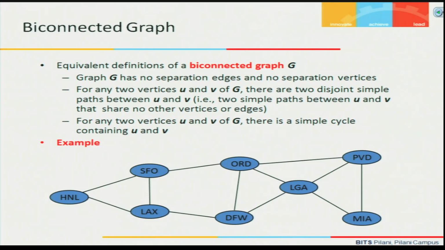So, a biconnected graph can be defined in 3 ways: either via separation edges or vertices, or using the fact that you have at least multiple paths between 2 vertices, or through cycles. G is an example of a biconnected graph. We can easily observe that this graph does not have a separation edge or separation vertices. So, one can check all 3 definitions on this graph and verify that it is biconnected.